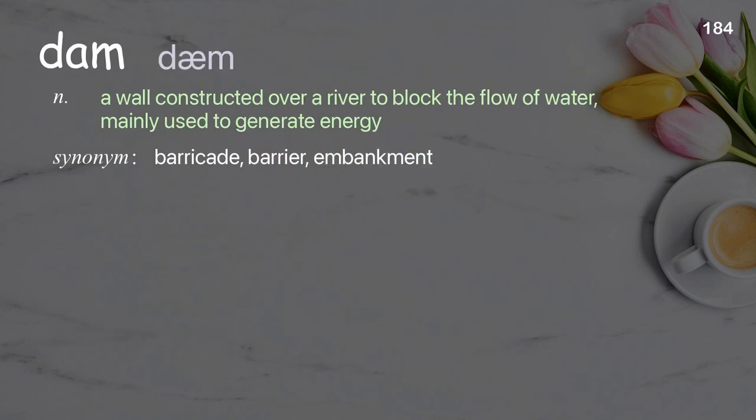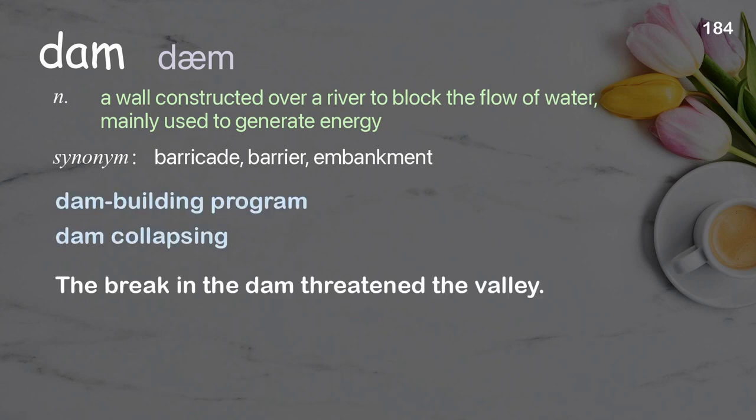Dam. A wall constructed over a river to block the flow of water, mainly used to generate energy. Examples. Dam building program. Dam collapsing. The break in the dam threatened the valley.